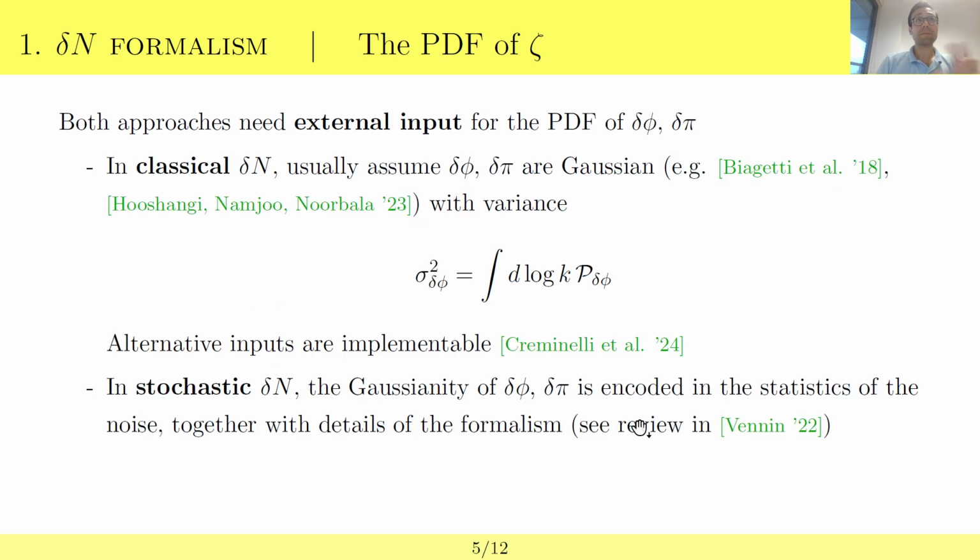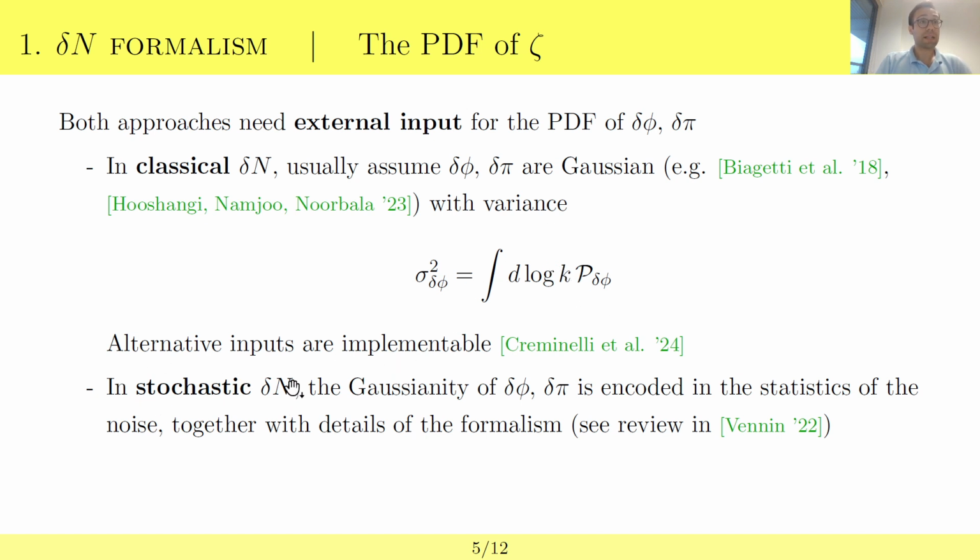The delta N formalism tells us nothing about the statistics of field and momentum perturbation. This has to be set as an external input from some other theory. In classical delta N formalism, the most usual choice, and the one we'll use to produce the plots I will show you in the presentation, is to take delta phi and delta pi to be Gaussian in consistency with linear perturbation theory, with a variance which is the integral of the power spectrum.